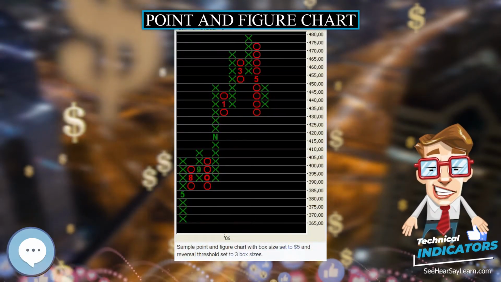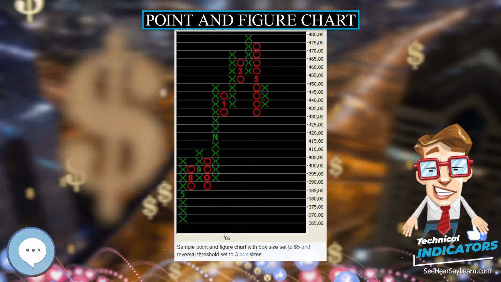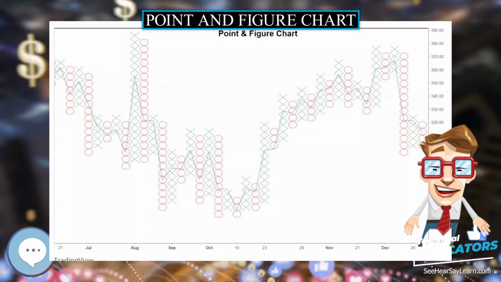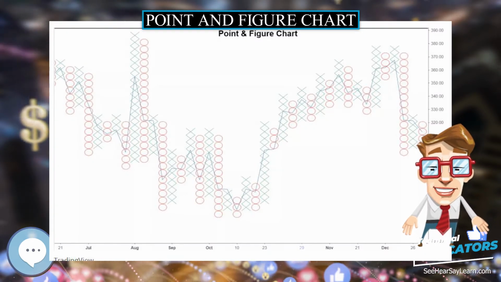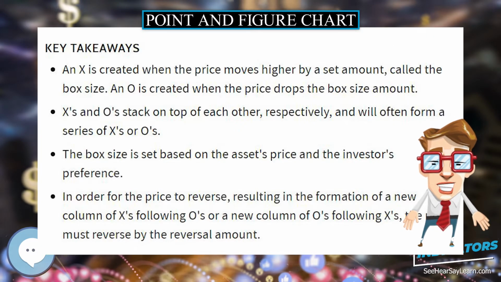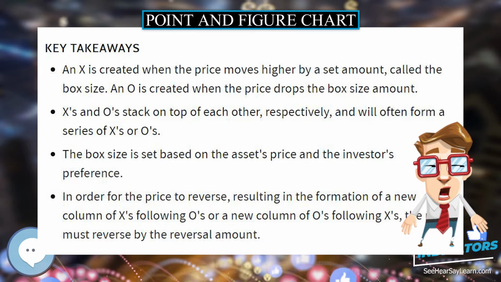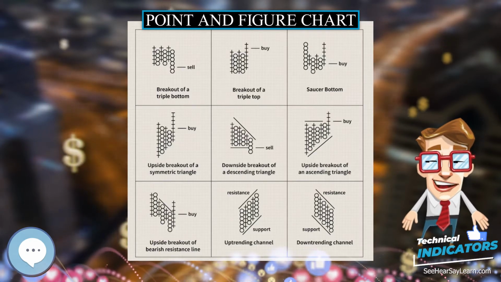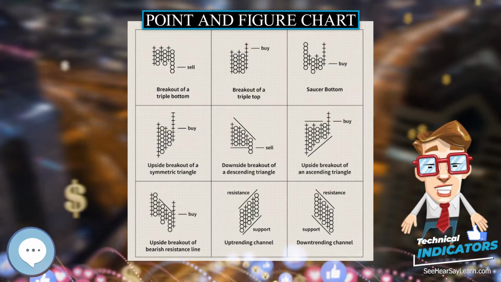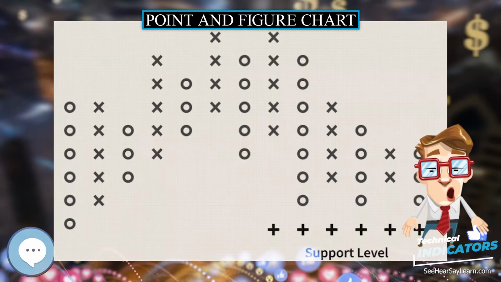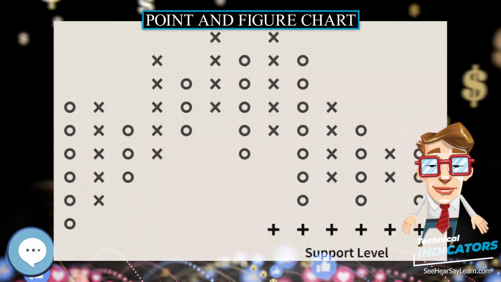Point and figure chart. Point and figure, P&F, is a charting technique used in technical analysis. Point and figure charting does not plot price against time as time-based charts do. Instead, it plots price against changes in direction by plotting a column of X's as the price rises and a column of O's as the price falls.